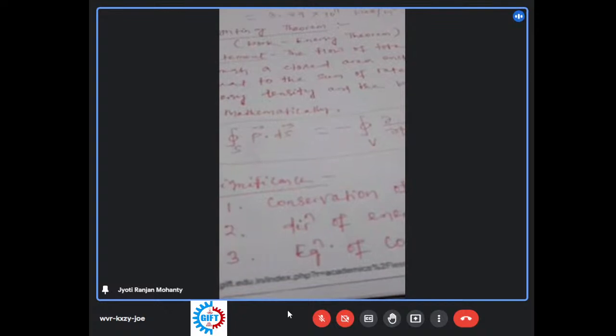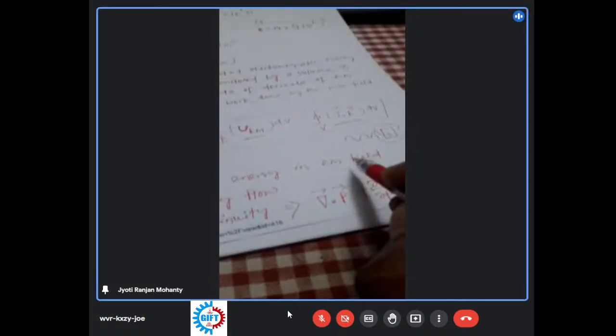Ruturaj Lenka, are you there? Last point. Ruturaj, read the significance you have written. The first point is: this theorem explains conservation of energy in electromagnetic field.